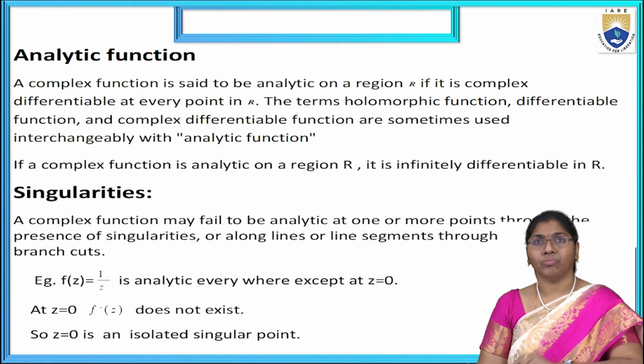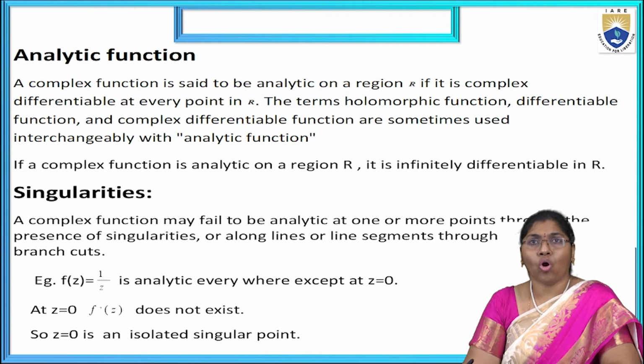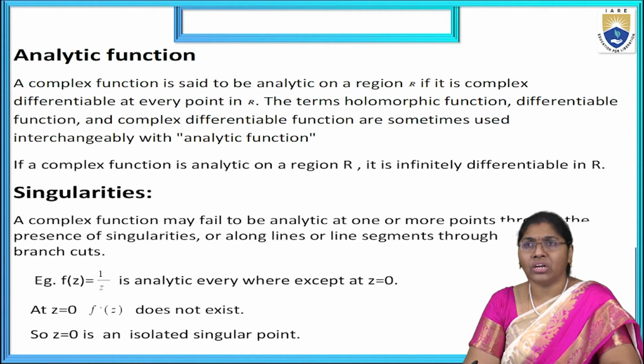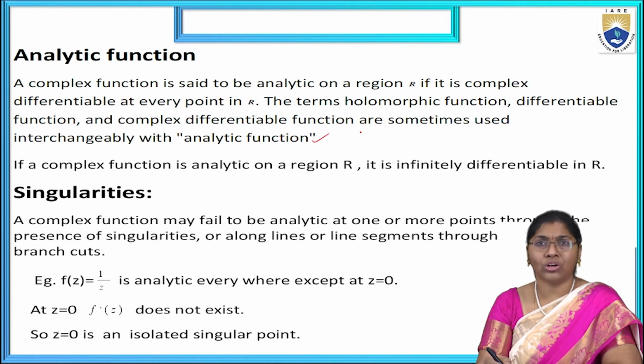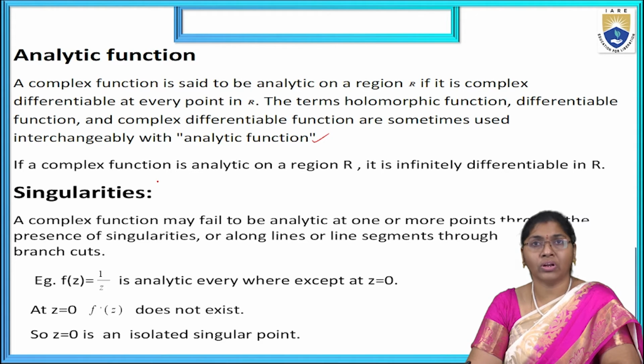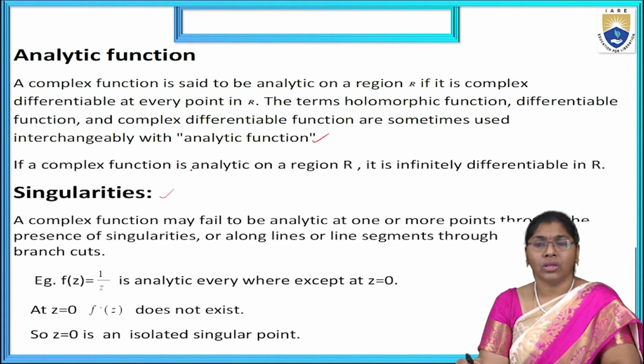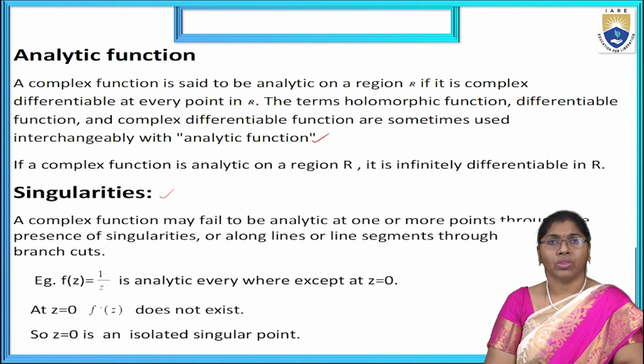Now the analytic function. A complex function is said to be analytic on a region R if it is complex differentiable at every point in R. The terms holomorphic function, differentiable function, and complex differentiable function are sometimes used interchangeably with the analytic function. There are totally 3 types of properties. If the complex function is analytic on a region R, it is infinitely differentiable on R. The singularity property is the first one, next one is the CR equations, and another one is harmonic motion.